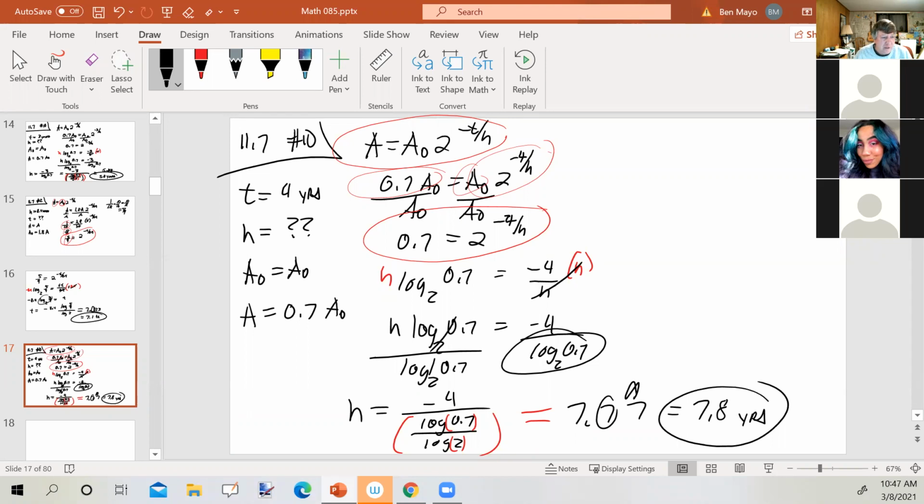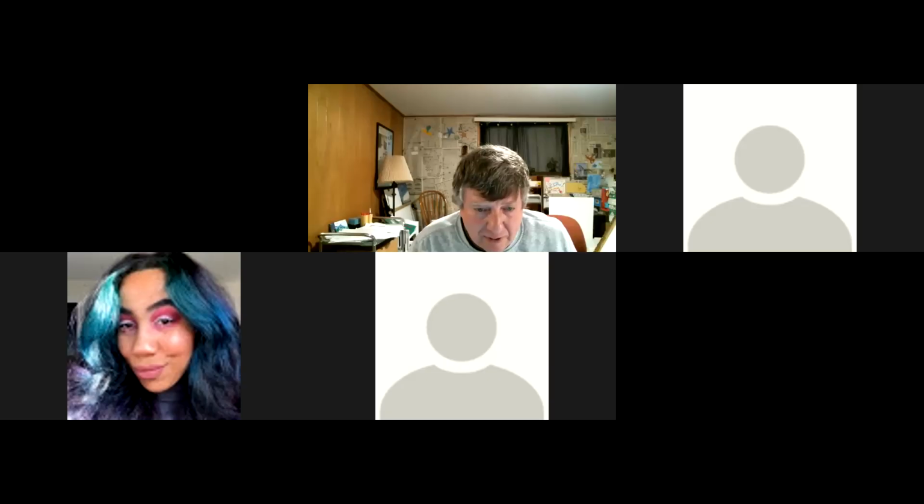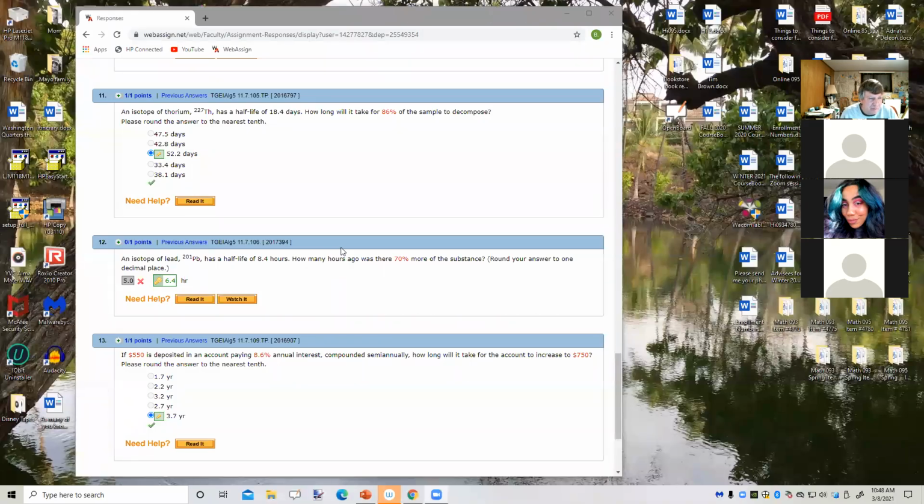All right. Let's take a look at problem number 11 in that same section. We good to go on? Okay. And let's see if I can remember to change to the right screens this time. Okay, it says an isotope of thorium-227 has a half-life of 18.4 days. How long will it take for 86% of the sample to decompose?